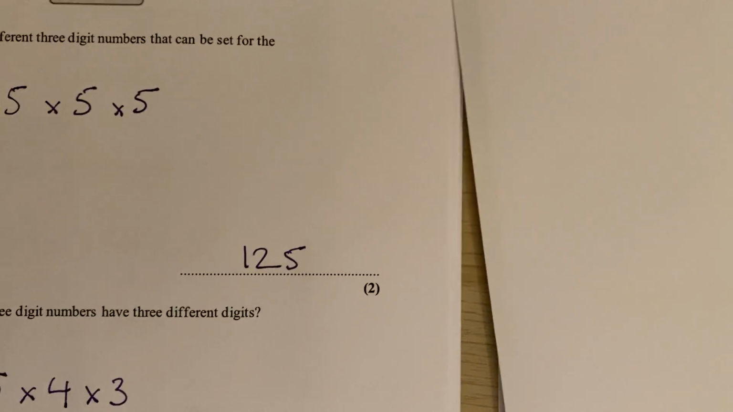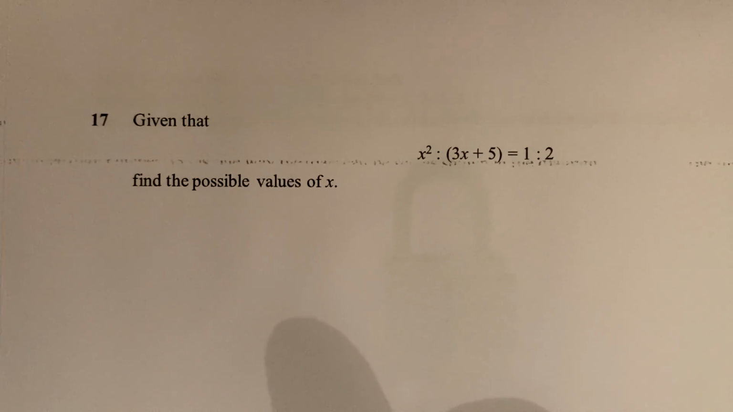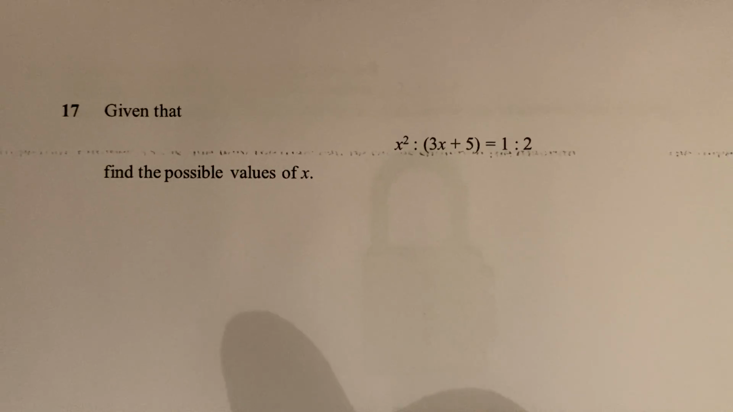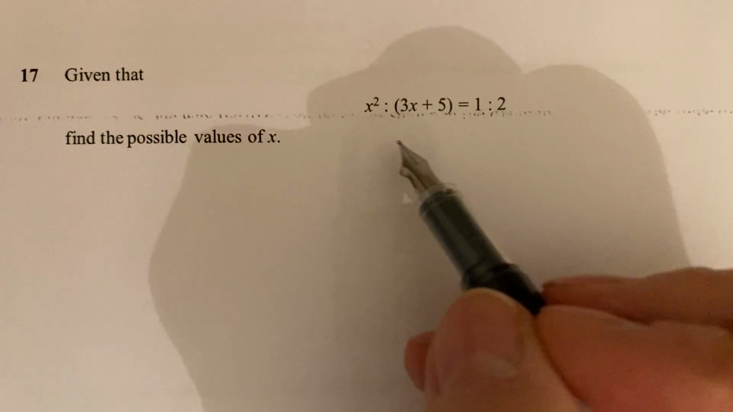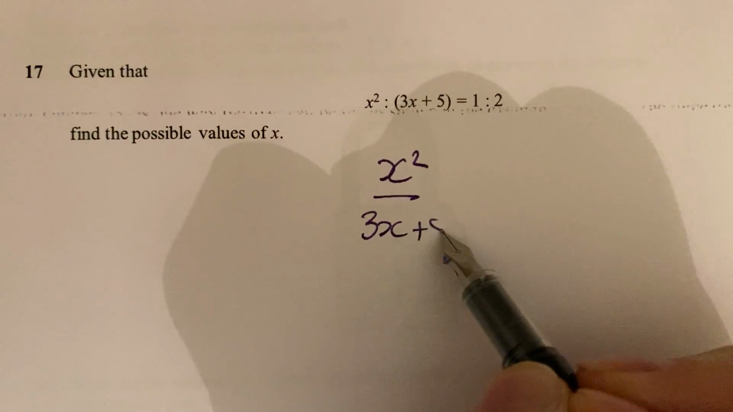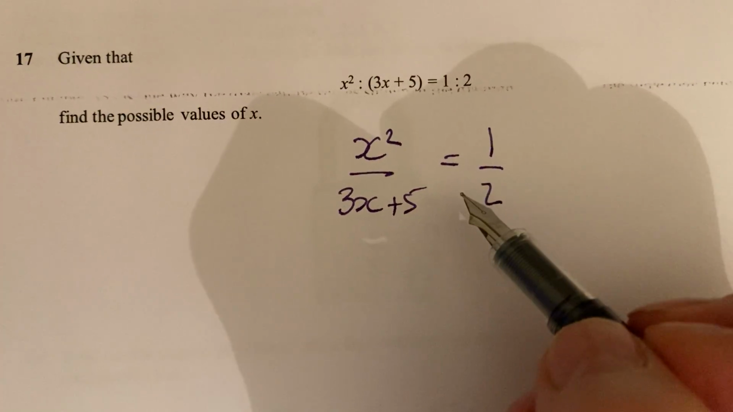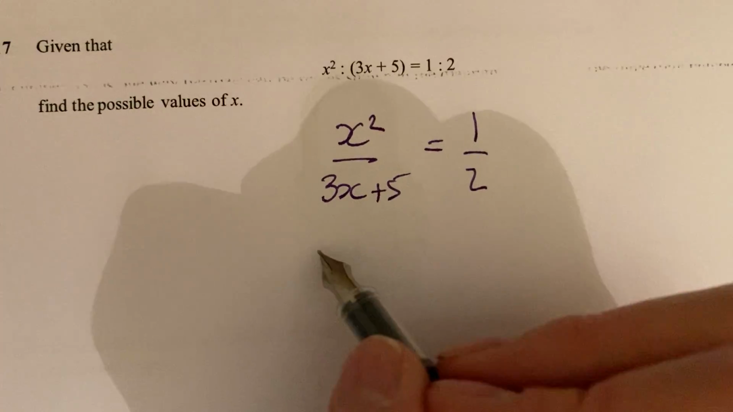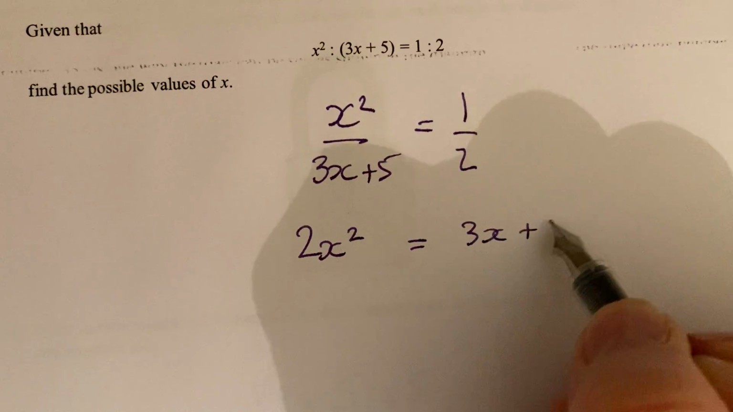Now we get to this one here, question 17. Question 17 says, okay, given that you've got all of this, find the possible values of x. Now what you need to get your head into with ratio, and there's a lot of questions on ratio now, is that we can rewrite that as x squared over 3x plus 5 is equal to 1 over 2 because of what they tell you here. And now I can multiply these two out, so I get 2x squared equals 3x plus 5.